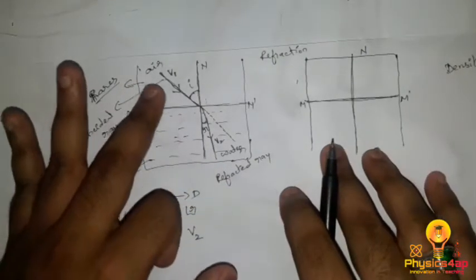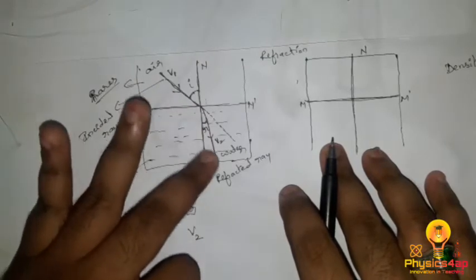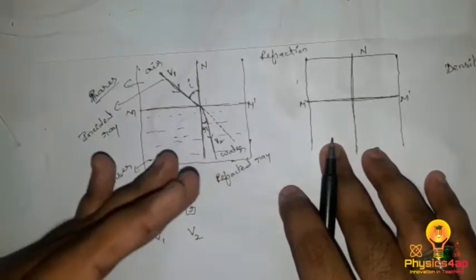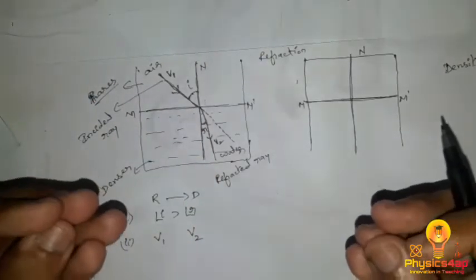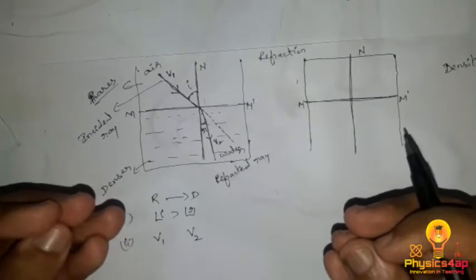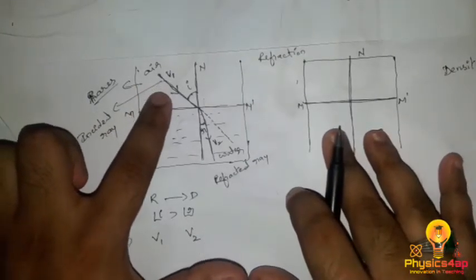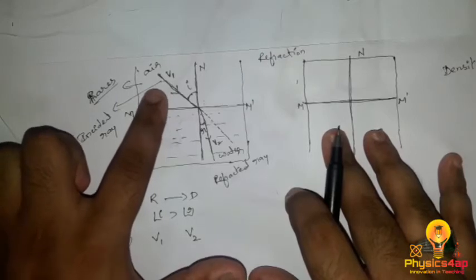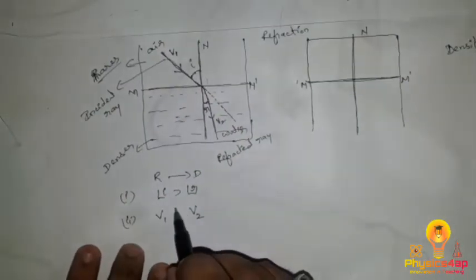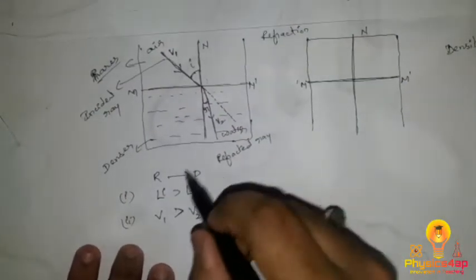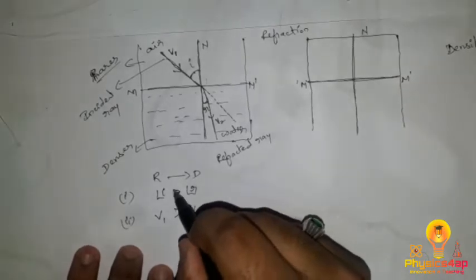As the direction path of the light has been changed over here, the velocity of the light also changes. Which one will be more and which one will be less? The velocity of light in the rarer medium will be greater when compared to the velocity of light in the denser medium.